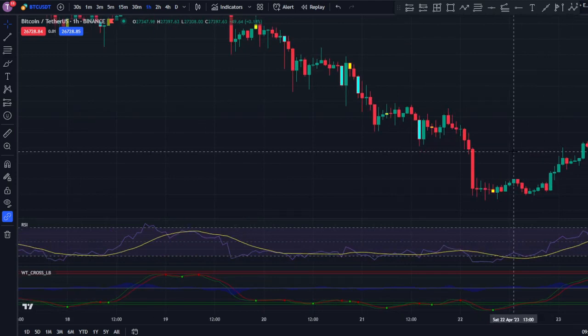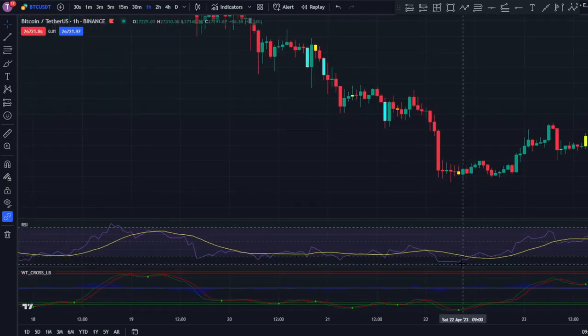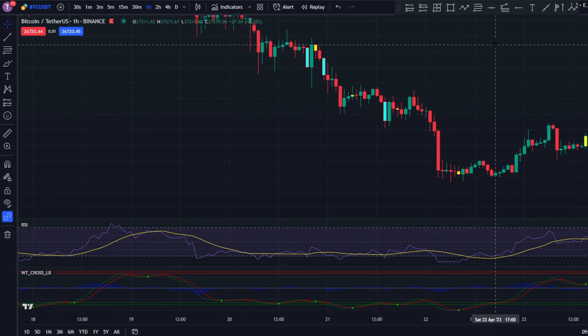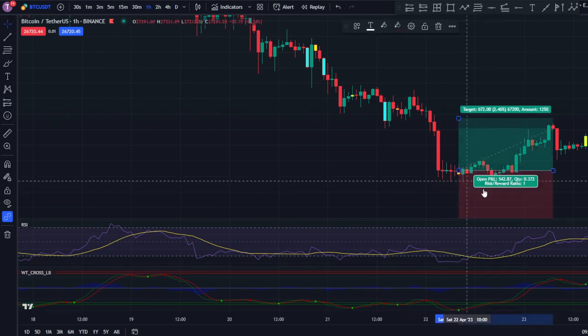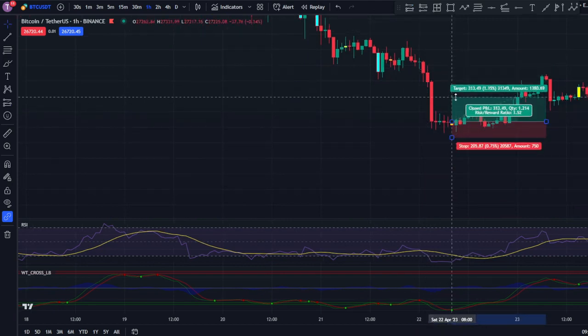Here we have another trade. You can see that we have this green dot formation right here. Very important, look at the RSI. It is below 30. So that is a valid position to go long right there. Stop loss right below, and a 1.5:1.